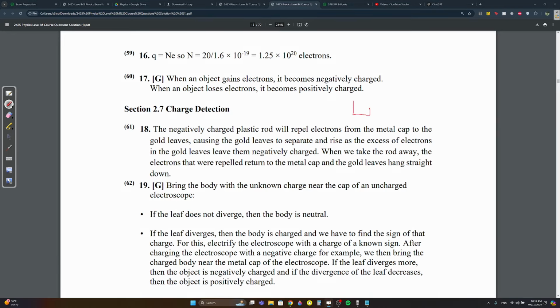Here I'm going to draw the gold leaf before I added the metal rod. It was like this, the gold leaves repelled. When I add the metal rod, it's going to repel the negative charges and make them flow down, negative, negative, negative, until they reach the gold leaves. Since the gold leaves are initially negative, they're going to repel more. You see, they're going to repel like this now. So it repels the electrons to the gold leaves, causing the gold leaves to separate. But if I take it away, it's going to be back to normal and the gold leaves hang down again.